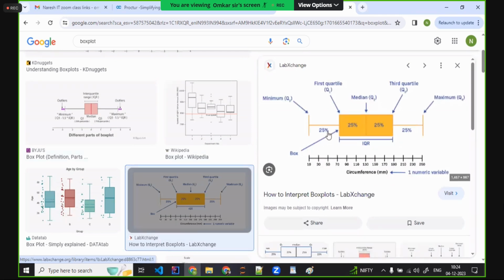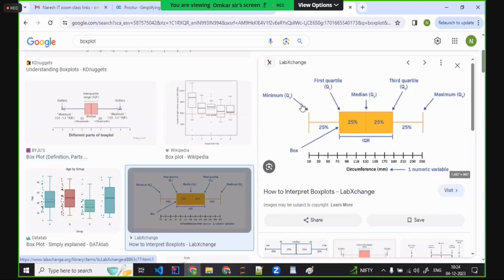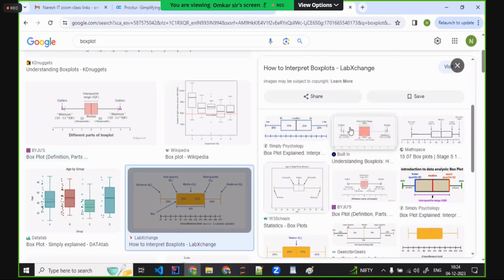So 25 percentile, 50 percentile, 75 percentile. So minimum value, first quartile, median, third quartile, maximum value. There is no Q4. Only Q1 will be there, only Q2 will be there, only Q3 will be there. Q4 will never be available. That is nothing but the maximum value and the minimum value. That is very good.